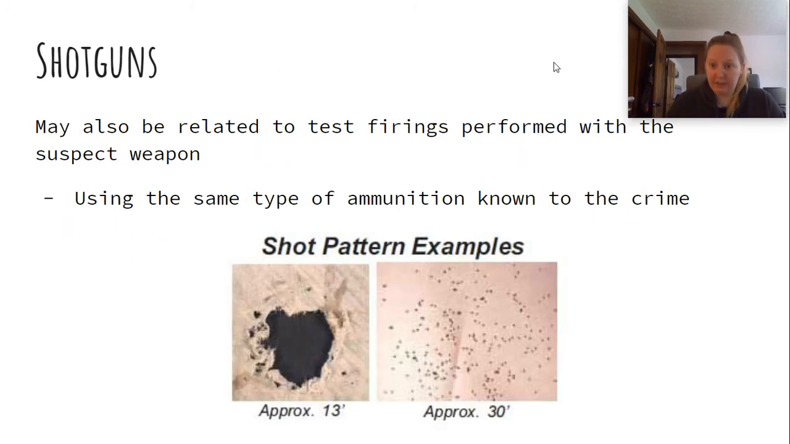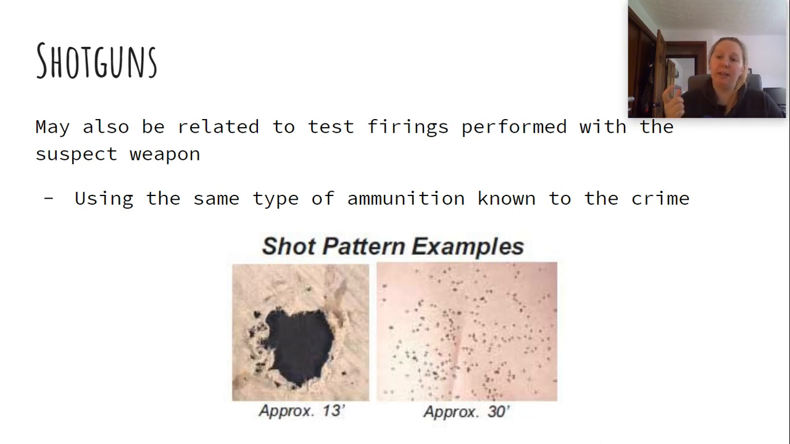Shotguns are very different. Shotguns have their own rule of thumb that you can follow. Like I said earlier, shotguns are the only type of gun that do not have rifling, because you don't want rifling with shotguns. Shotguns may also be related to test firings performed with a suspected weapon, using the same type of ammunition known to the crime.